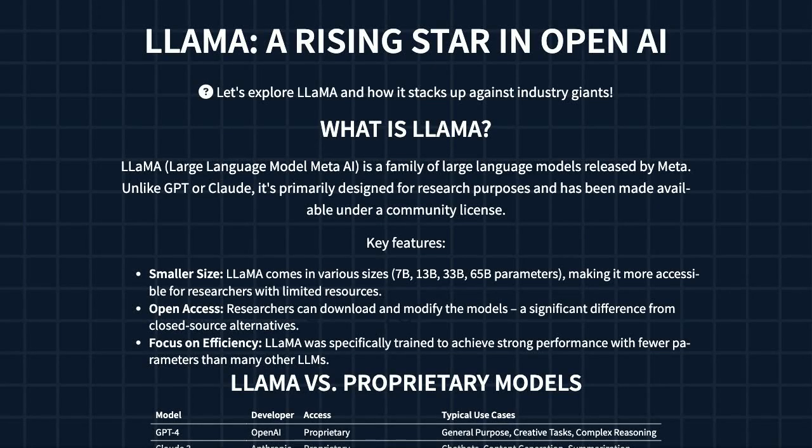Okay, let's dive into LLaMA. It's a family of large language models created by Meta AI, and what's really cool about it is that it's designed mostly for research. Unlike GPT or Claude, which are kept under wraps, LLaMA has been released with a community license, meaning researchers can actually download the models and tinker with them. It comes in different sizes, some smaller, making it easier to work with if you don't have massive computing power.